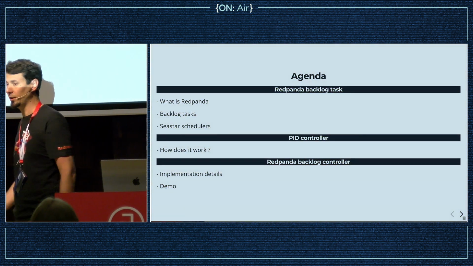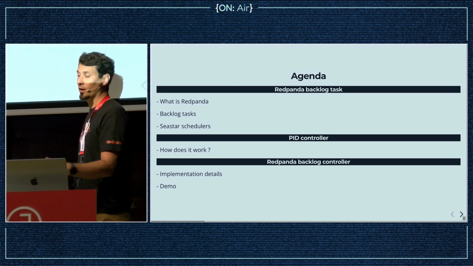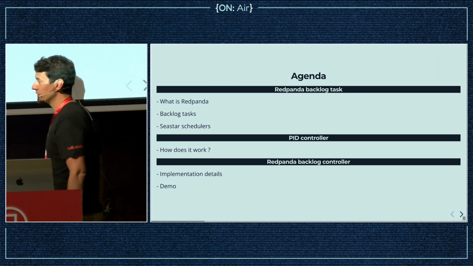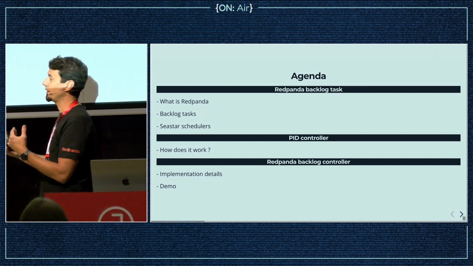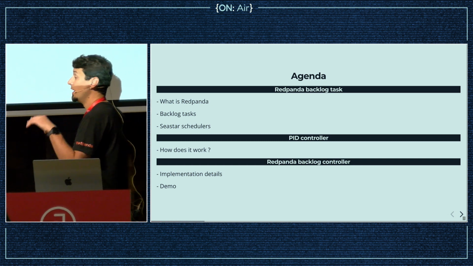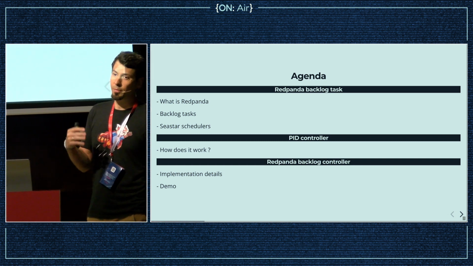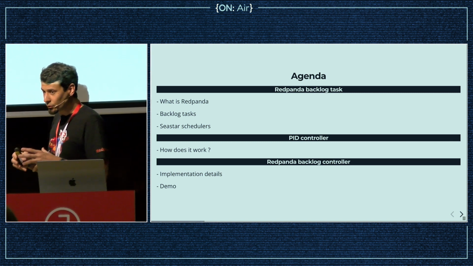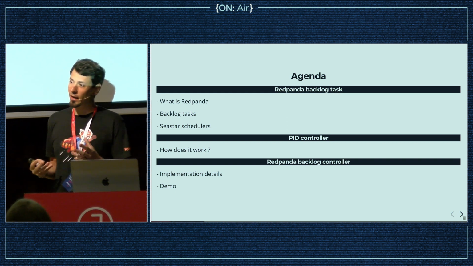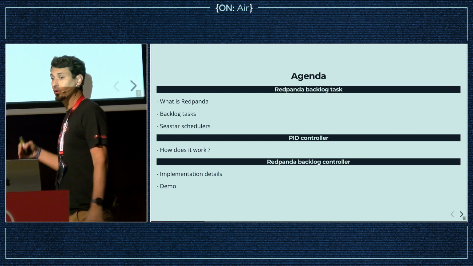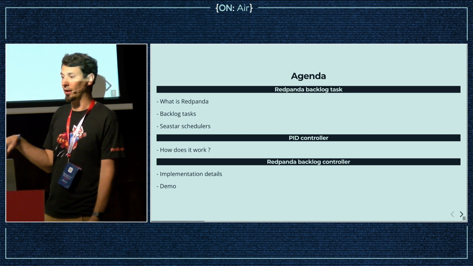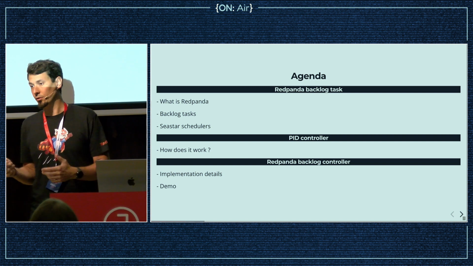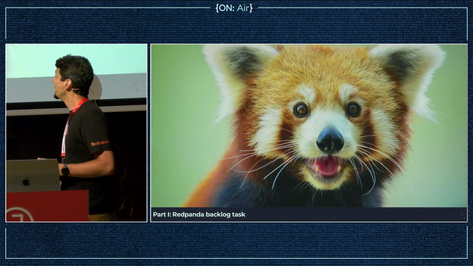And this talk will be split into 3 parts. In the first part, I will go over the Redpanda internals, what a backlog task is, and how Seastar cooperates with Redpanda to prioritize those tasks. In the second part, I would like to show you the PID controller, a short introduction, and we'll try to build an intuition of how it works and what it is. And in the last part, we'll deep dive into the implementation details. I will show you parts of code, and also hopefully we'll see it in action during the demo. So let's jump right in.